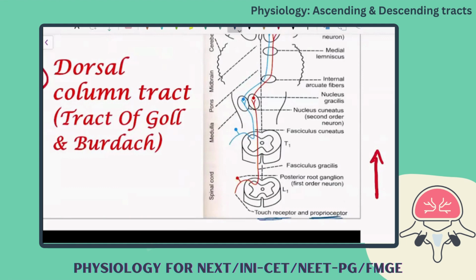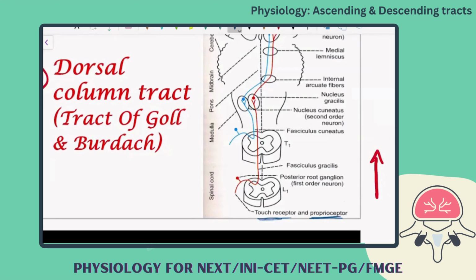proprioception. Okay, so this is a sensory pathway. So it is going to carry the sensation. Which sensation? Touch and proprioception. Okay, so what are the receptors for touch? We have seen just now, Meissner's corpuscles and Merkel's disc. Those are the two receptors for touch sensation.